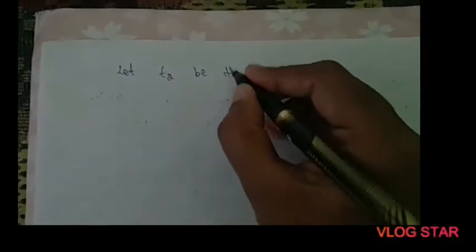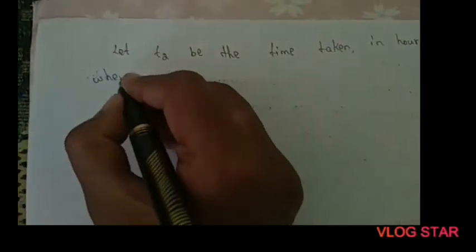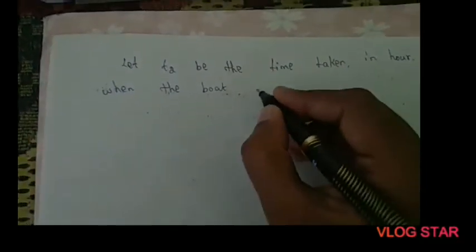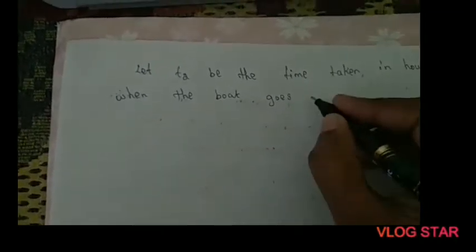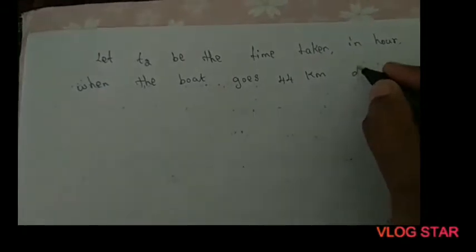Next we have to write the second time, t2. Let t2 be the time taken in hours when the boat goes 44 kilometers downstream.